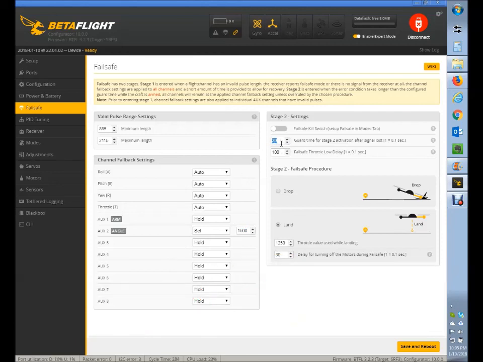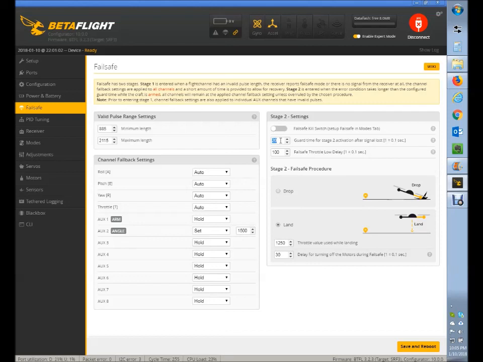With that, you need to give yourself a little bit of time to recover. So the 20 gives 2 seconds, 30 gives 3. You want to give yourself some time to recognize you're in failsafe. It's going to be coming up on your OSD. Even if you don't have an OSD, you're going to see your quad level out, and then you can raise your transmitter up in the air to try to get signal back quick. Do something. You have 2 seconds.